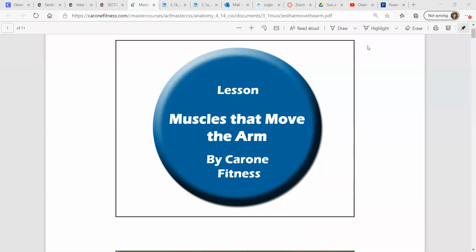Hello, welcome back to anatomy. We are on the muscular system, part one. And in this lesson, we're going to talk about muscles that move the arm.